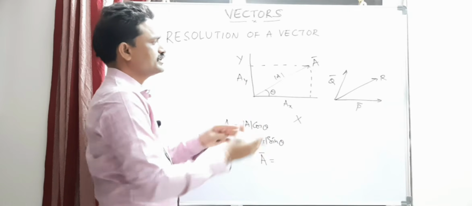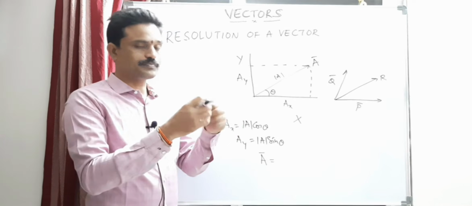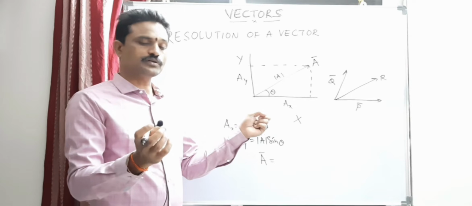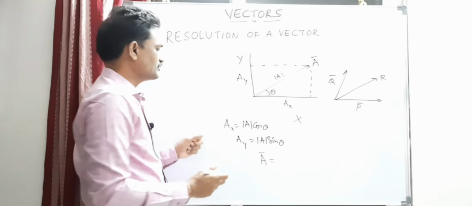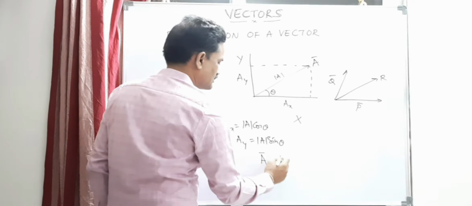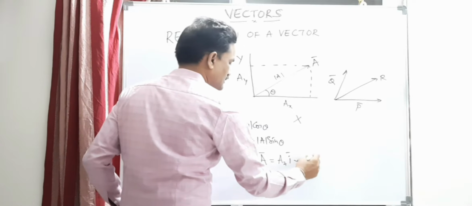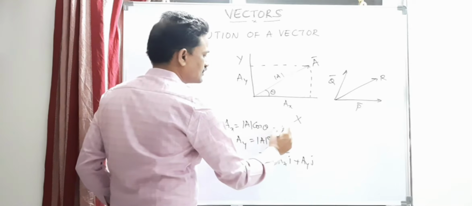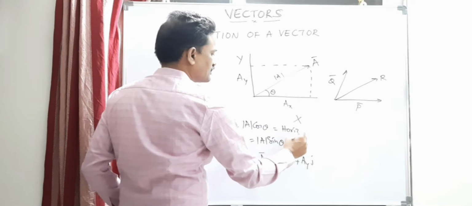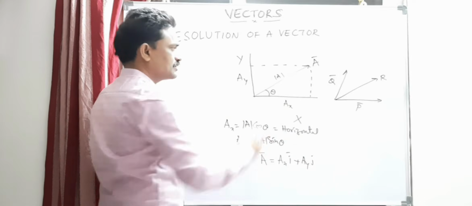So, this is the feasibility of vectors. If a vector is given, that can be split into two components. If two components are given, they can be added to form a vector. Now, I can write the vector A as AX i plus AY j. So, AX is equal to mod A cos theta. This is called the horizontal component of the vector. Why is it called horizontal? Horizontal to the ground.